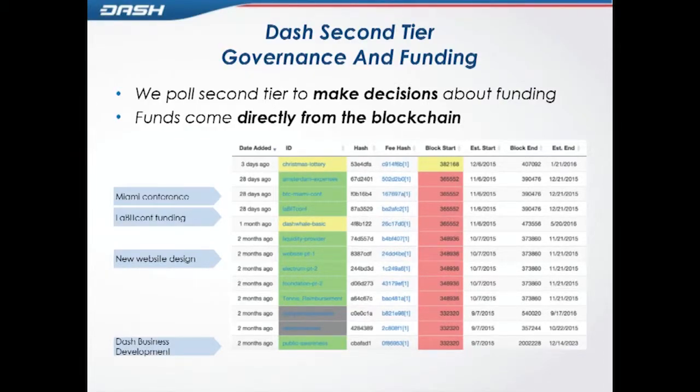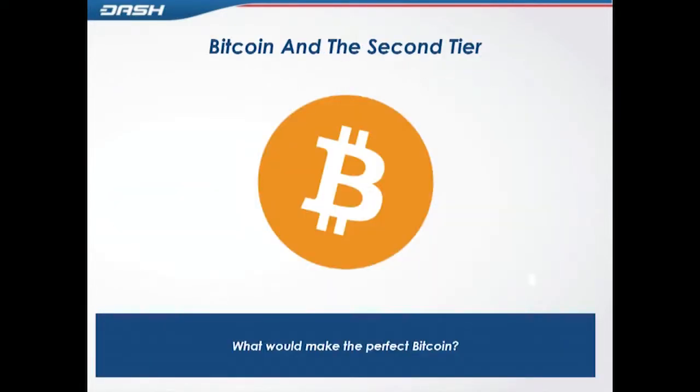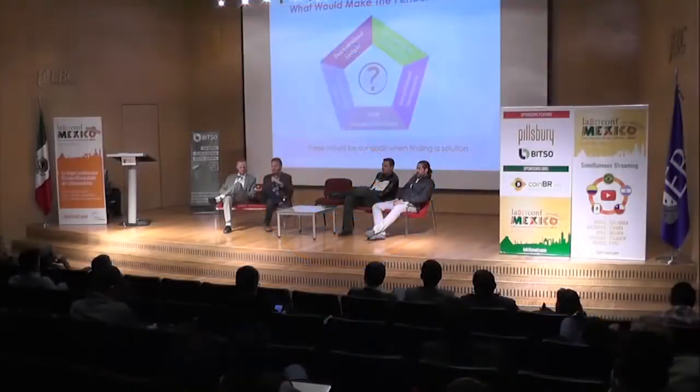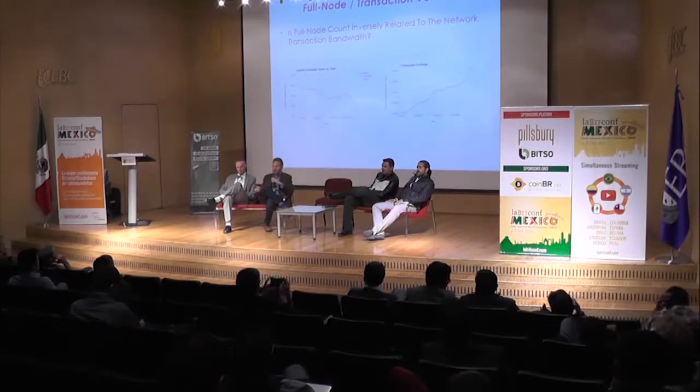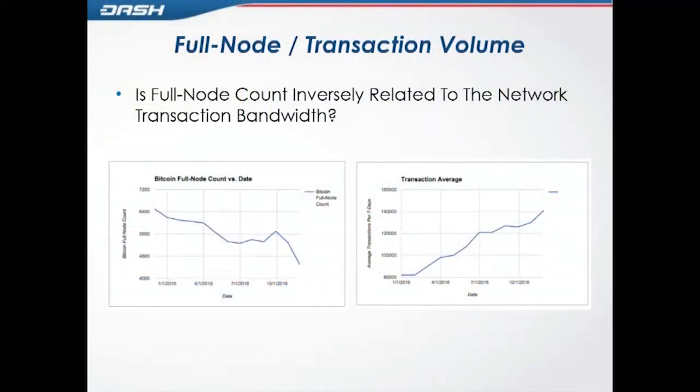So how could you apply something like this to Bitcoin? Well, I think first you've got to imagine what makes the perfect Bitcoin. And I don't know the answer to how the Bitcoin developers or the community would want to use this technology, but I just want to open a conversation about what it would be like if they had decentralized funding and decentralized governance. It could be pretty neat. There's definitely an issue with the full node relationship and the transaction volume that the network is doing. As transaction volumes rise, the full nodes actually fall off. And with a second tier, you automatically fix this issue.